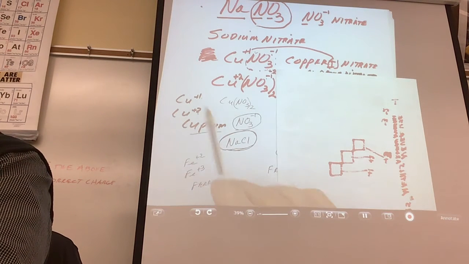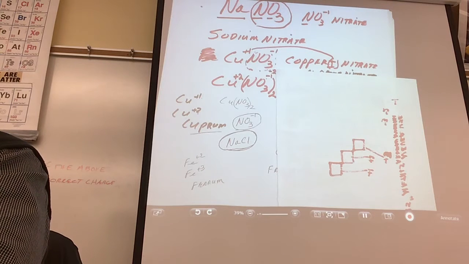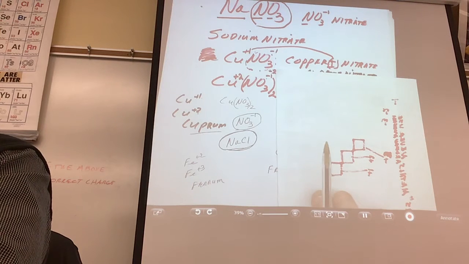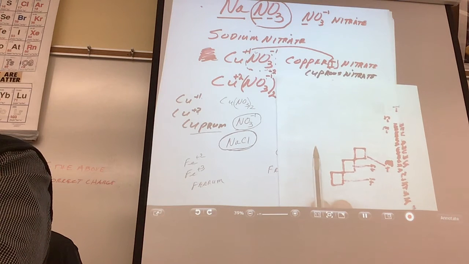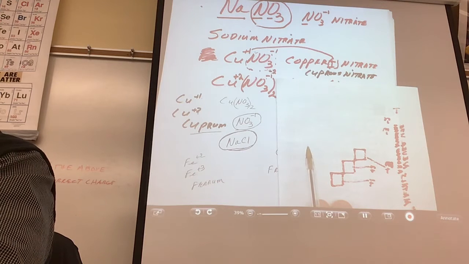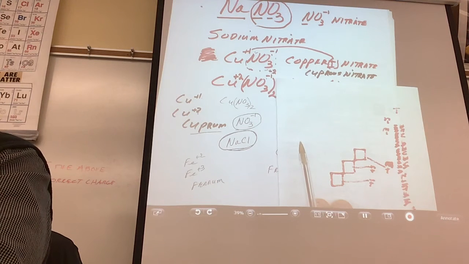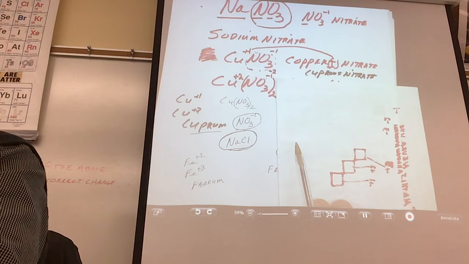Is copper 1 the big icky copper? It would be cuprous. Say it. Cuprous what? Cuprous nitrate. Yes. You didn't think you could do that. You did it. Everybody ready? All right, let's do the next one.